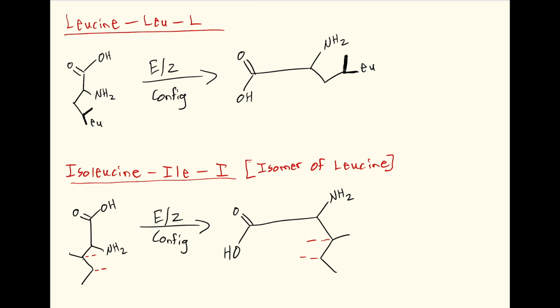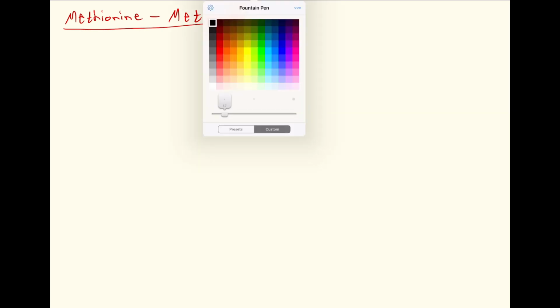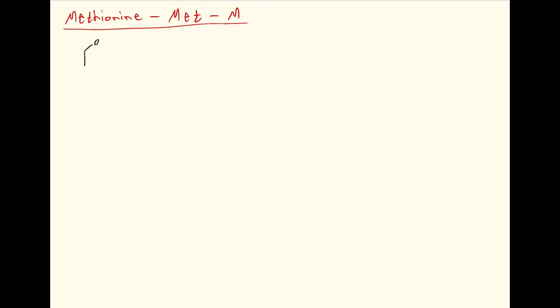Okay, the next amino acid is methionine. MET is the 3-letter code, and the 1-letter code is M. And this is how I draw it. And as before, your OH, your double bond O, your amino group. And then here is the way you draw methionine.